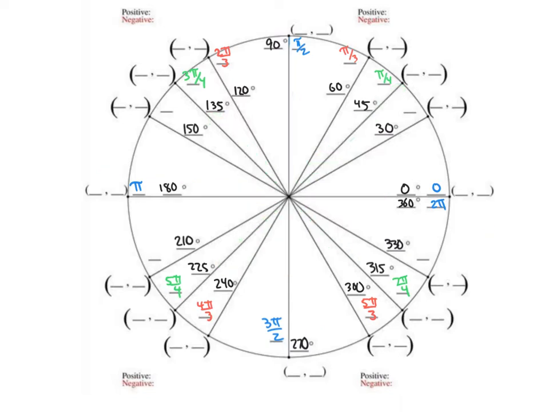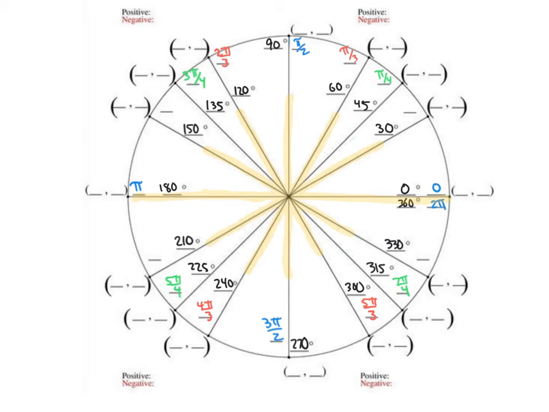And now our last part is dividing pi into 6 parts. So this would be 1, 2, 3, 4, 5, 6. And then if we kept going, there would be 7, 8, 9, 10, 11, 12.